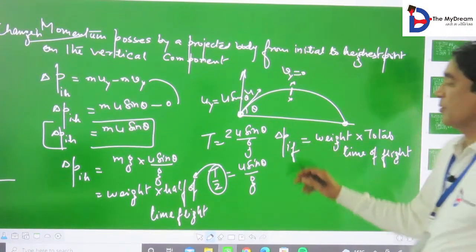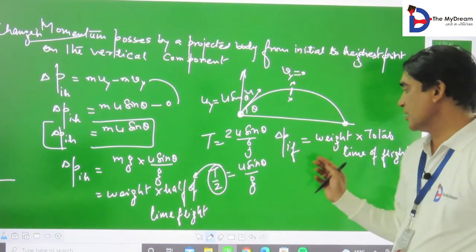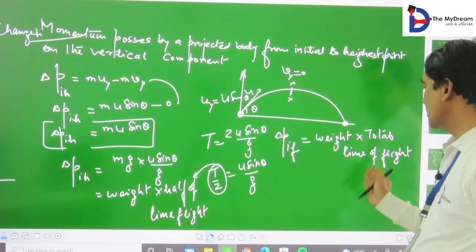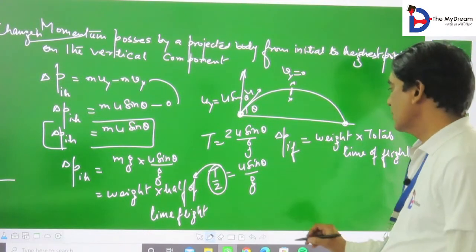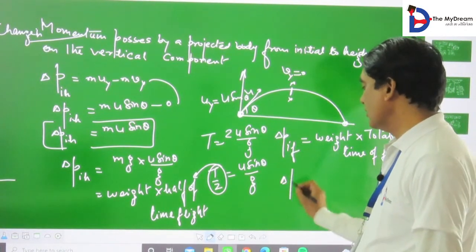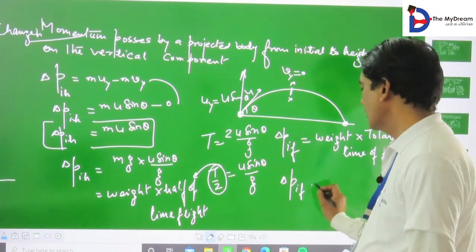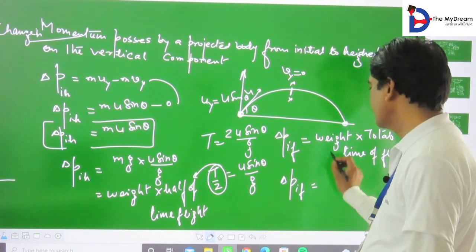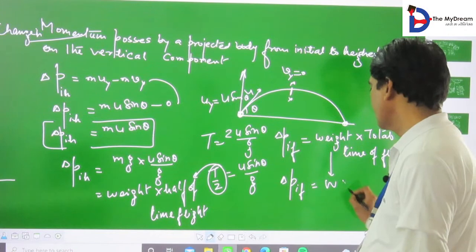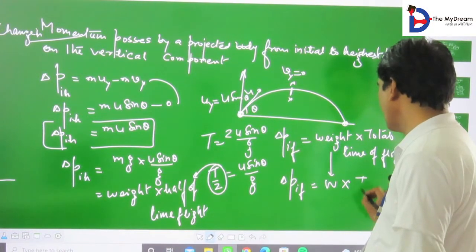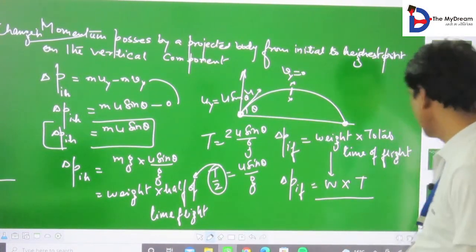This is the change in momentum from initial to the final position in terms of the weight and the total time of flight. That can be written down as weight into time of flight. Next.